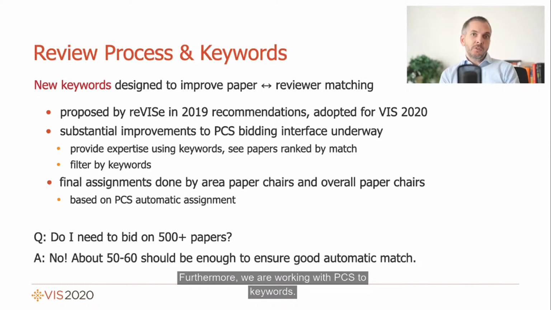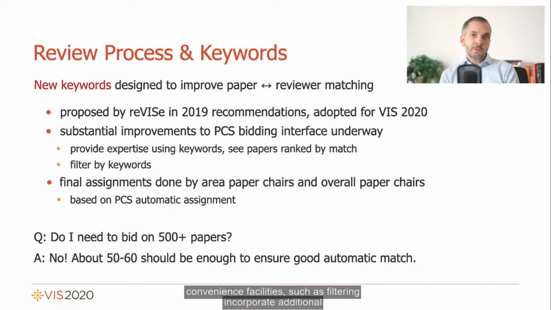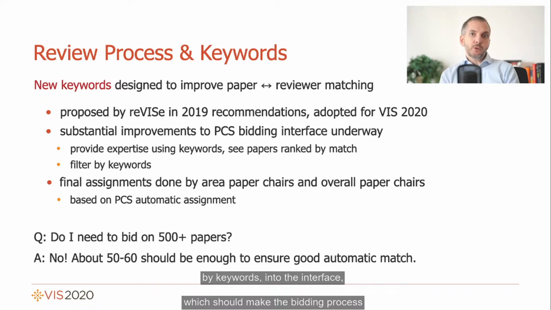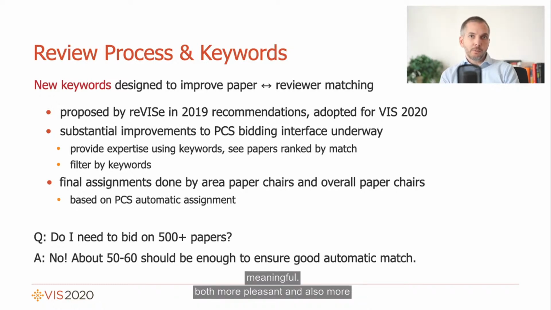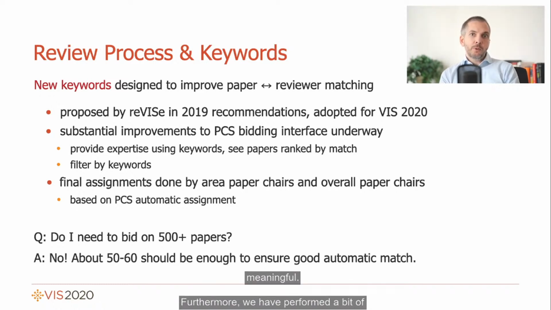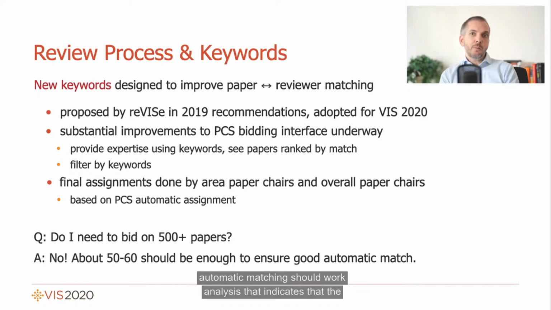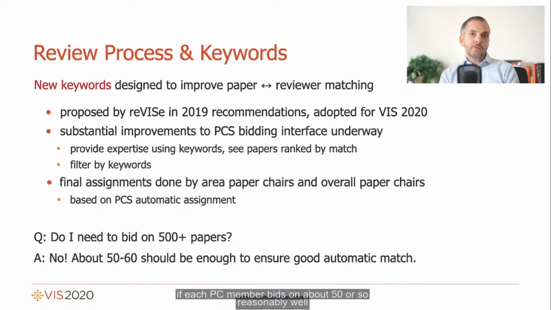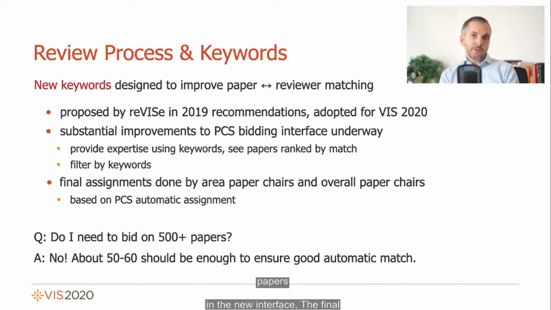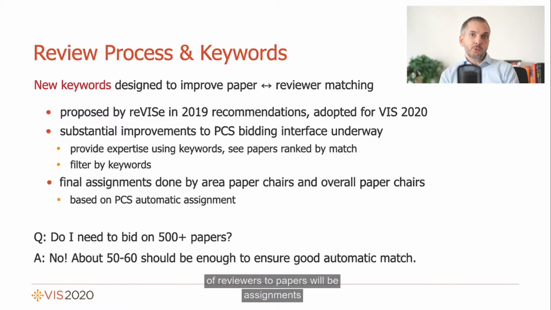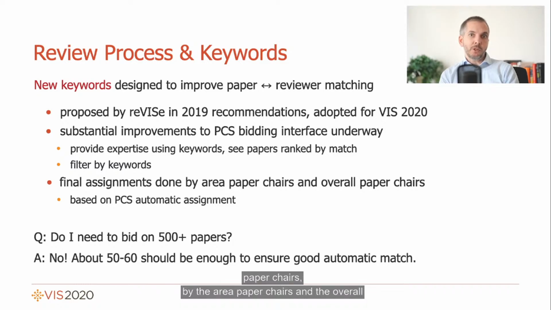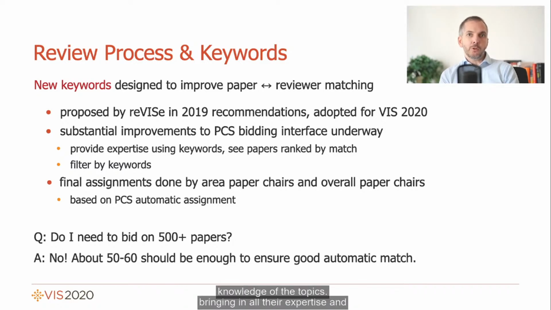Furthermore, we are working with PCS to incorporate additional convenience facilities such as filtering by keywords into the interface, which should make the bidding process both more pleasant and also more meaningful. Furthermore, we have performed a bit of analysis that indicates that the automatic matching should work reasonably well if each PC member bids on about 50 or so papers in the new interface. The final assignments of reviewers to papers will be fine-tuned from the automatic assignment by the area paper chairs and the overall paper chairs, bringing in all their expertise and knowledge of the topics.